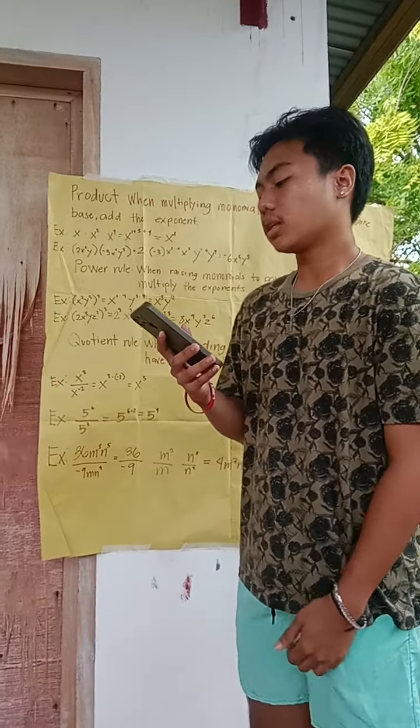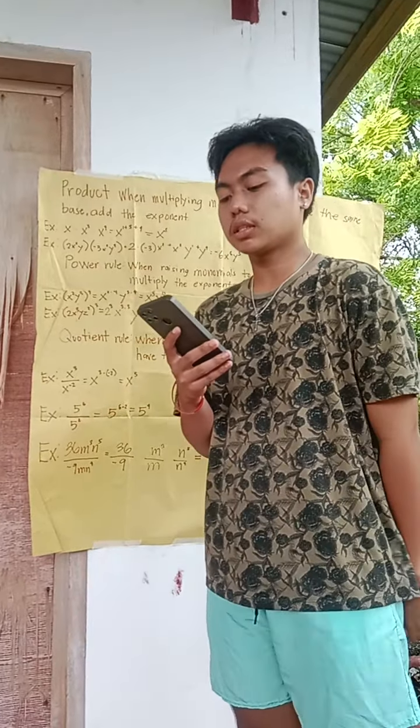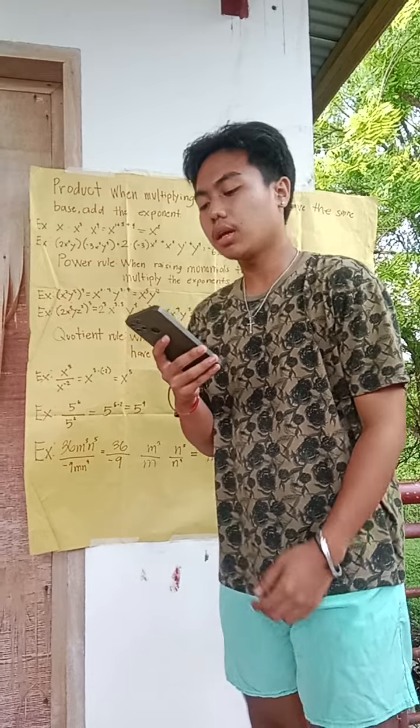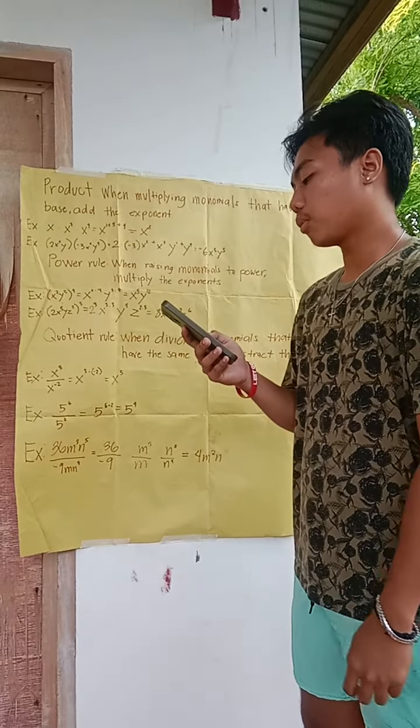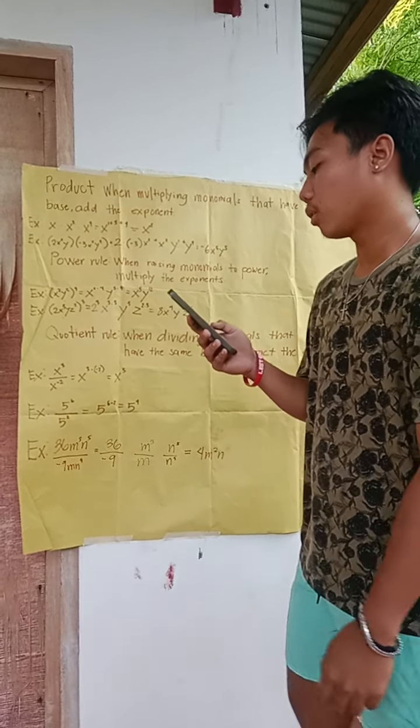The product rule states that when multiplying the monomials that have the same base or variable, add the exponent. Here is the formula given for the product rule. Now let's go ahead to the example.